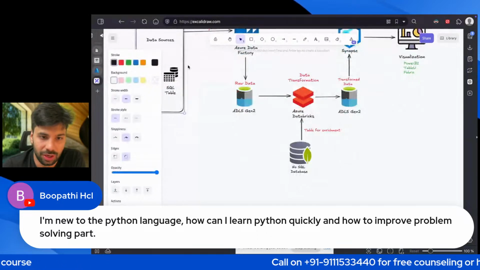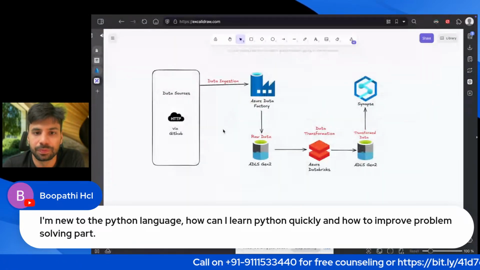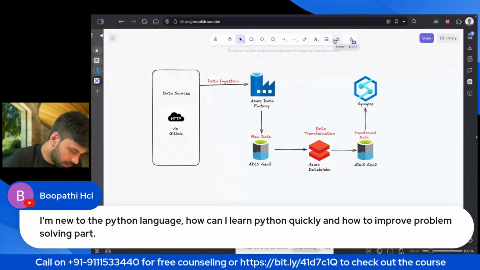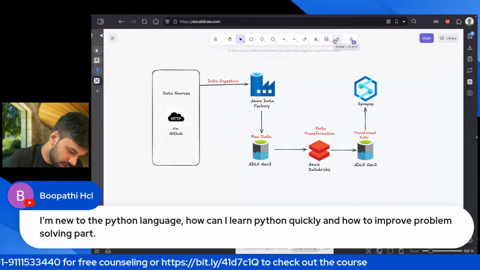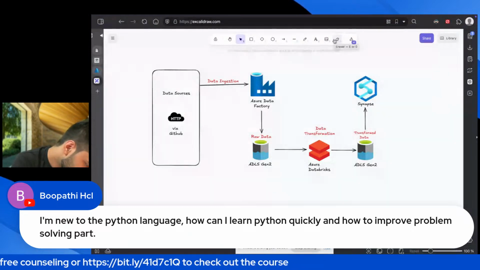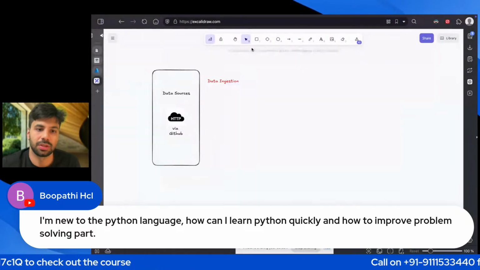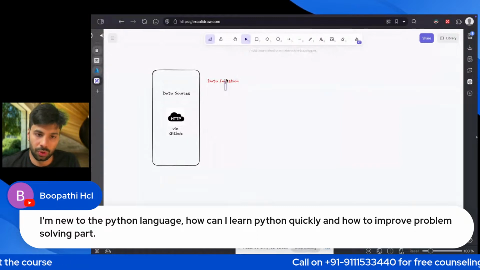Okay, we can use this diagram. That's a good one. Give me a minute. Let me just erase a few things. Okay, so I might have to just do this and this. Cool, everyone. So yeah, nice.